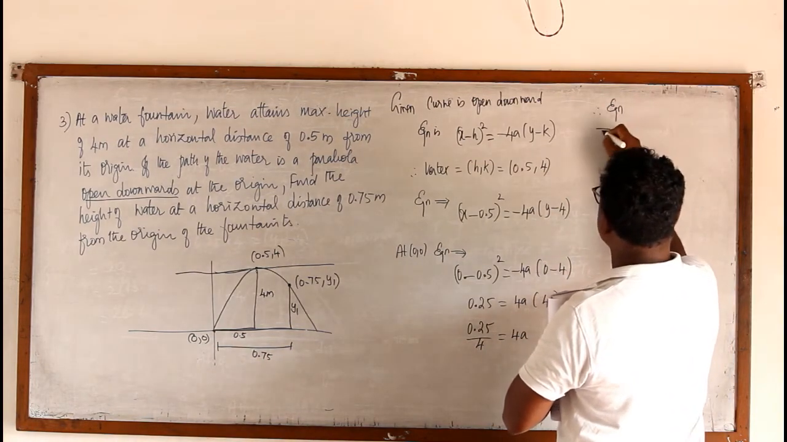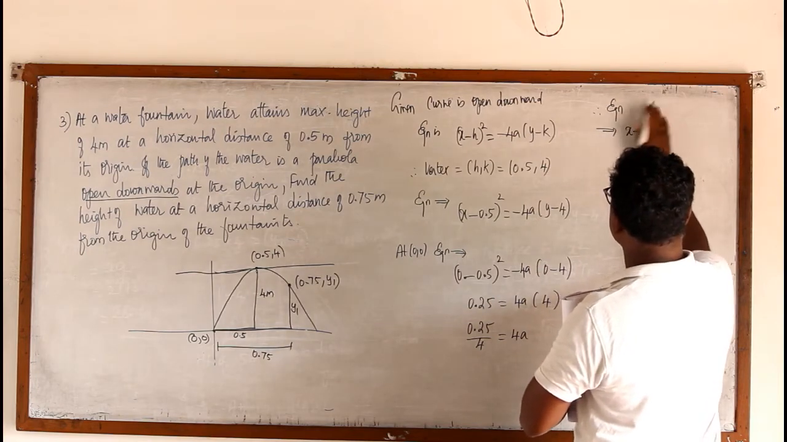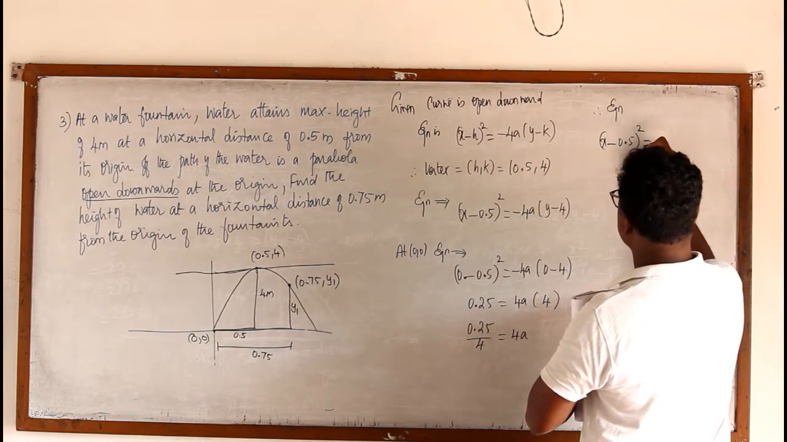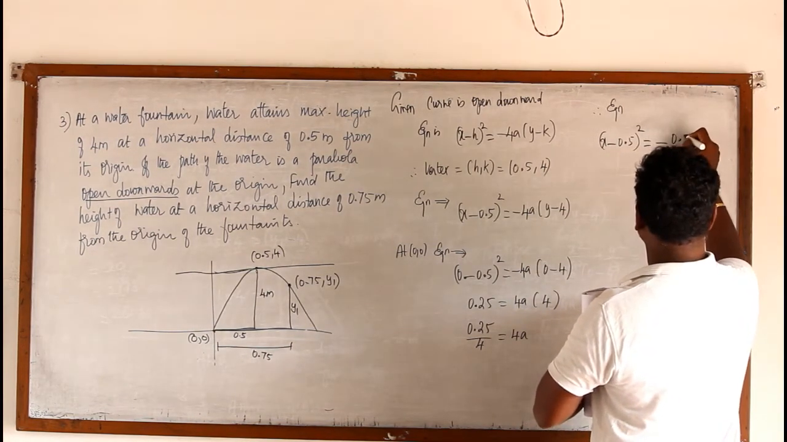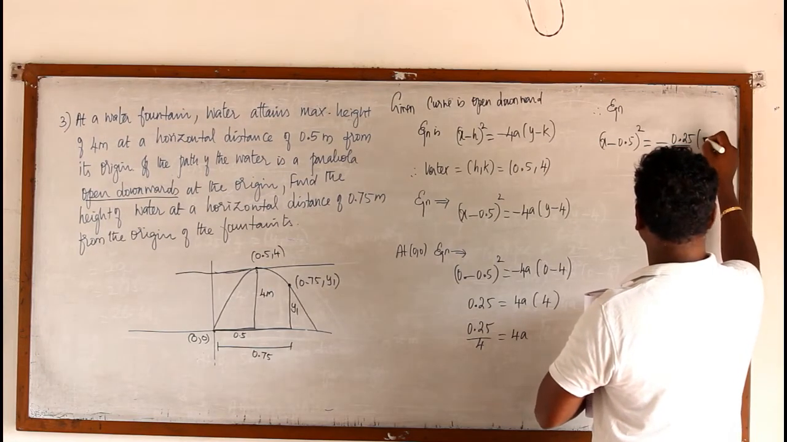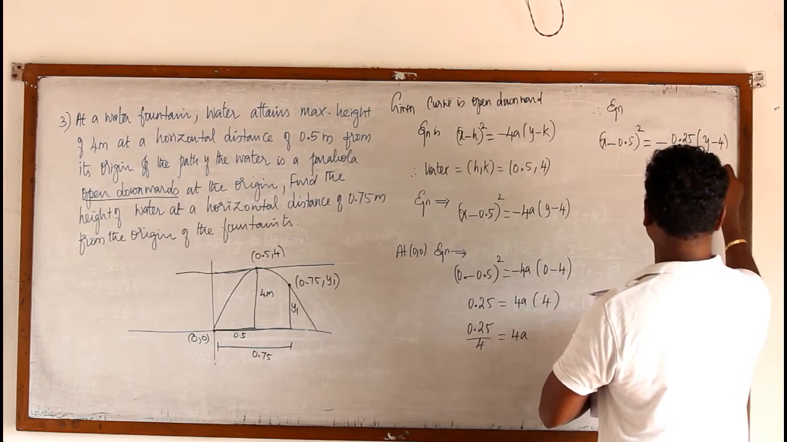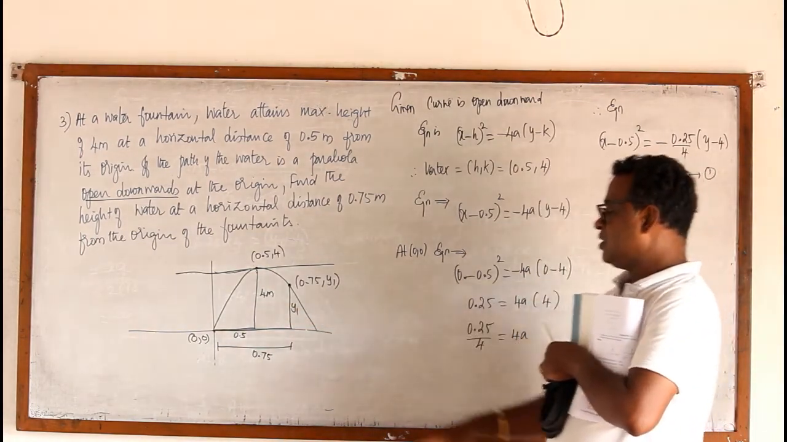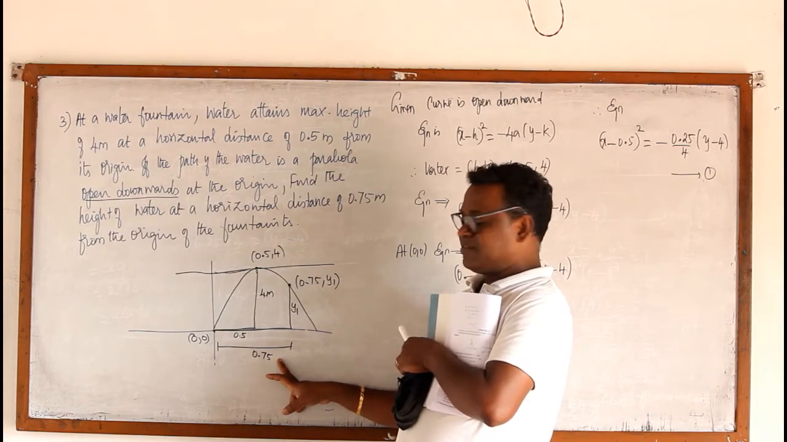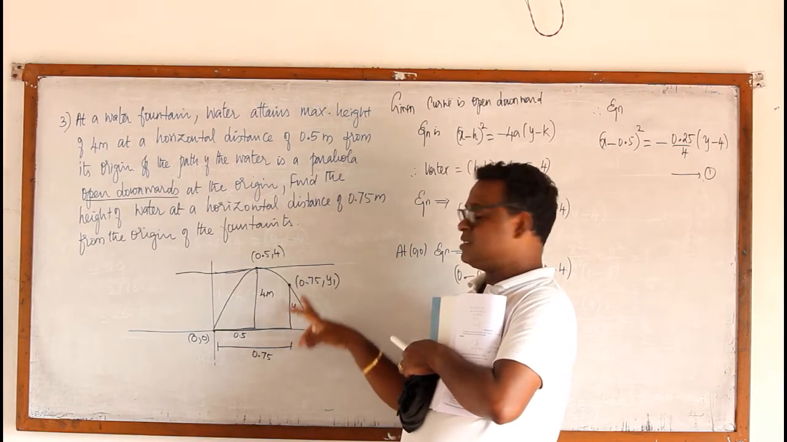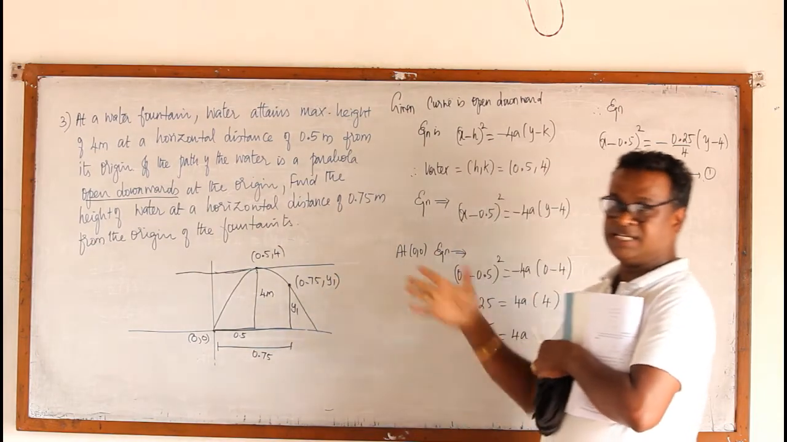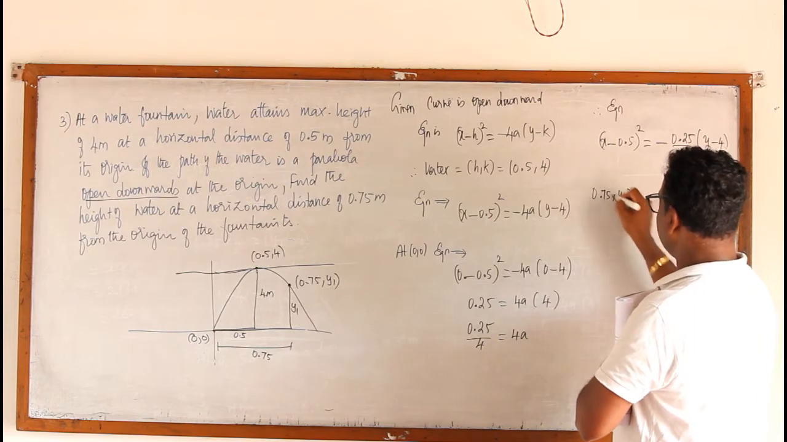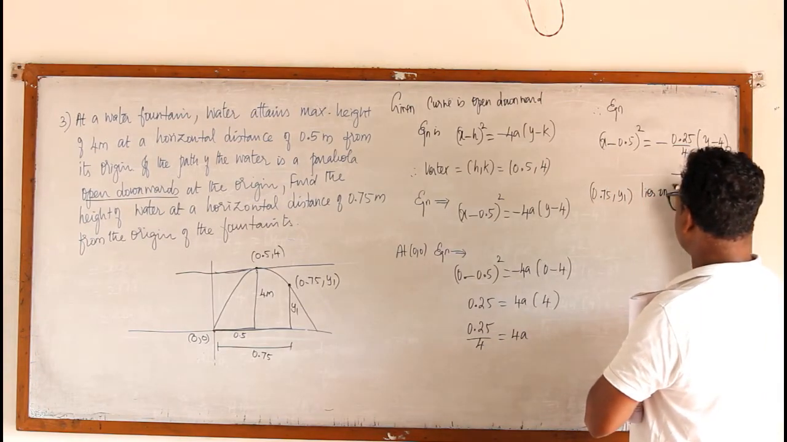Therefore, the equation becomes (x minus 0.5) the whole square equal to minus 0.25 by 4 into (y minus 4). This we should keep as (1) because this is the equation of this particular fountain. Now, if it is at a distance of 0.75, then the height may be some y1. (0.75, y1) is a point on the parabola. Therefore, (0.75, y1) lies on the curve.